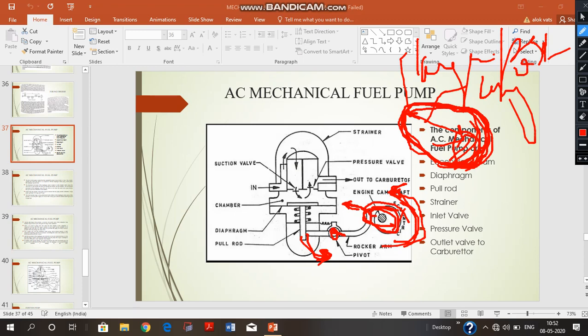Since the pull rod is also attached to the other end of the rocker arm, due to this anti-clockwise movement of this end, this pull rod will come downwards. When this comes downwards, the diaphragm is also attached to it, so the diaphragm will also come downwards. Since the diaphragm comes downwards, what will happen?